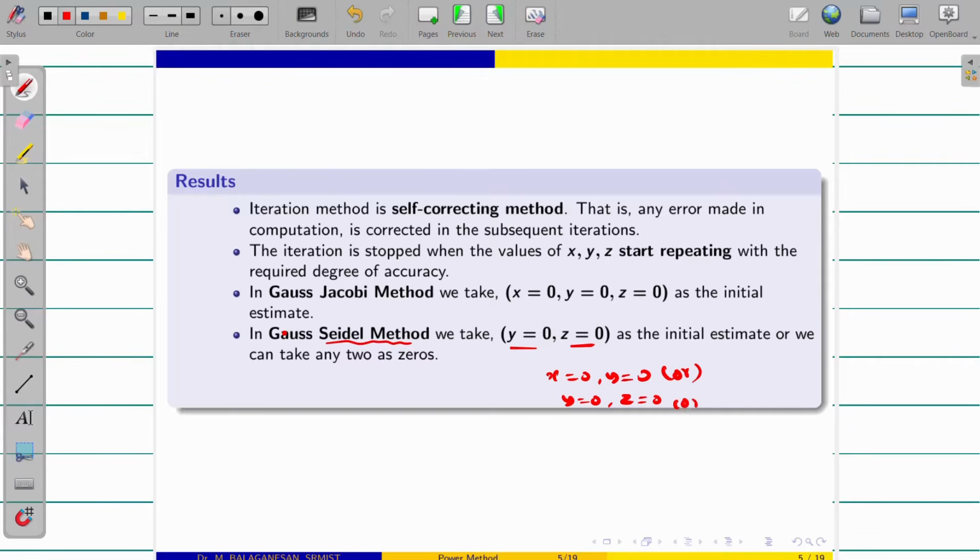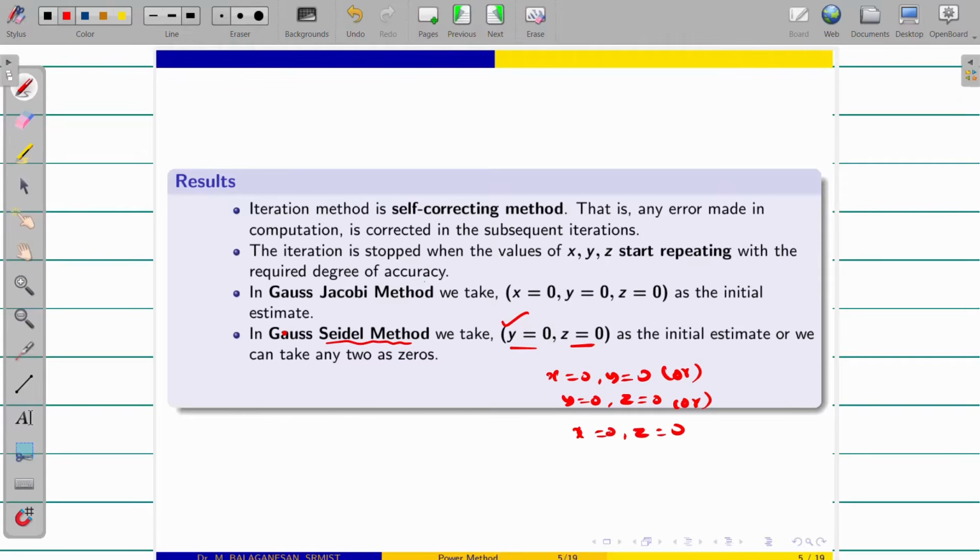or x0, z0. Any two elements you can give here. You can take them initially as 0. For uniformity, most people will solve like that: y equal to 0, z equal to 0. Then only you can easily get the cyclic or correct order. So for the Gauss Seidel method, it's better to assume any two values as 0, particularly y0 and z0. I'm going to take that here.